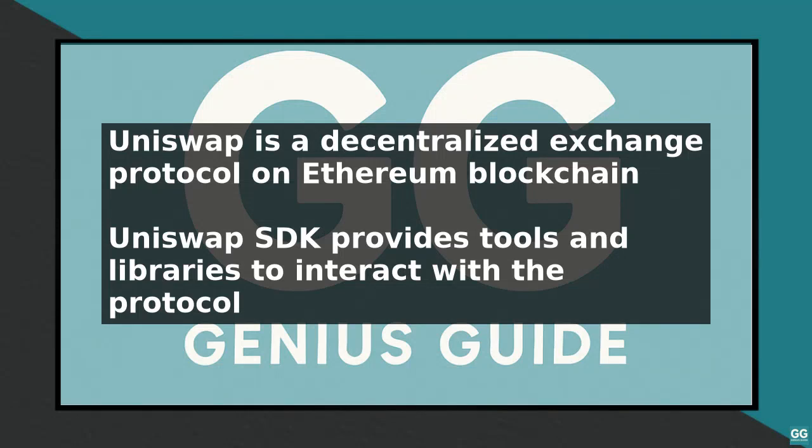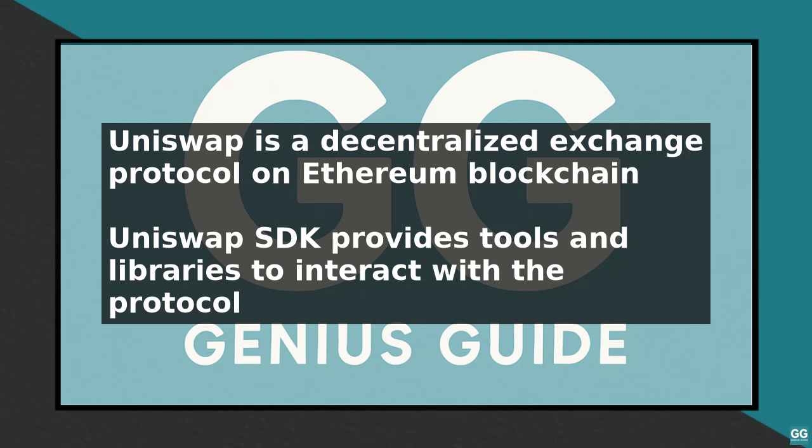To get started with the Uniswap SDK, you first need to understand what Uniswap is. Uniswap is a decentralized exchange protocol that allows users to swap tokens on the Ethereum blockchain. The Uniswap SDK is a software development kit that provides a set of tools and libraries to interact with the Uniswap protocol. The first step in using the Uniswap SDK is to install it.